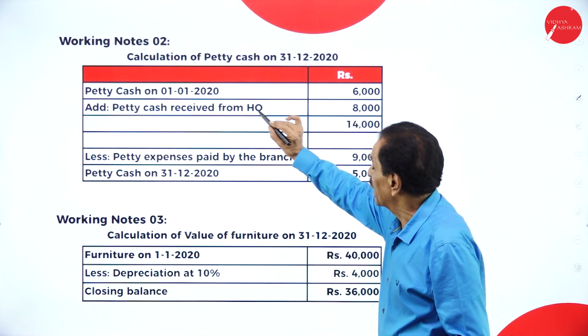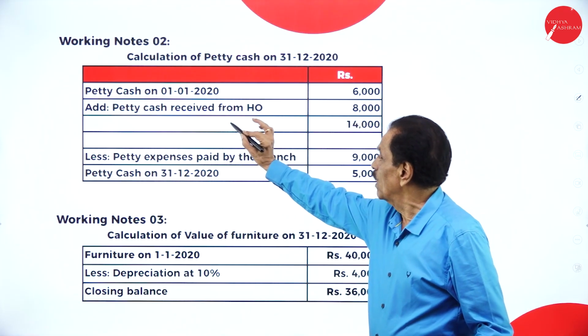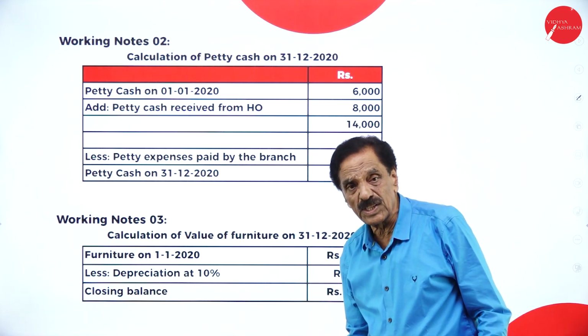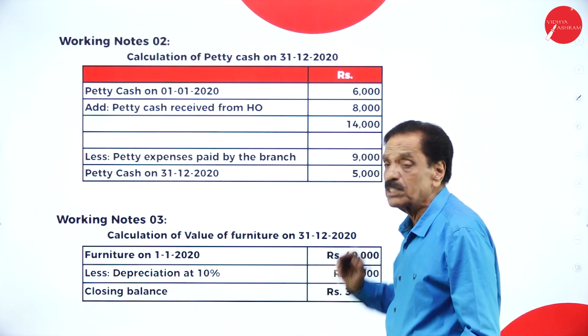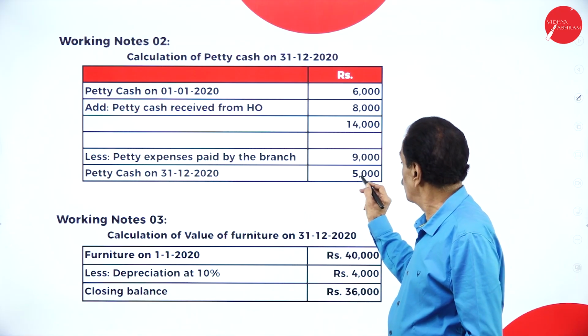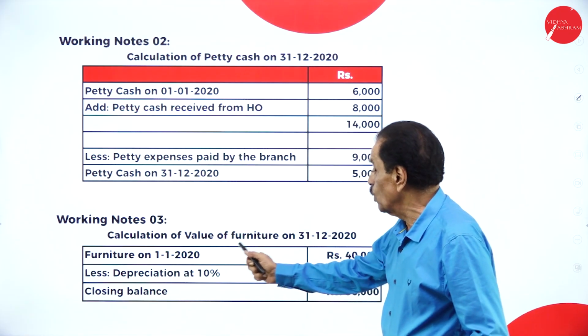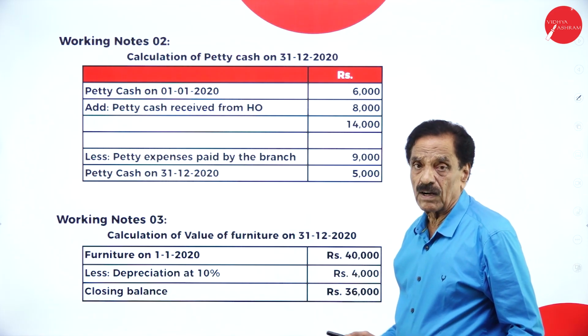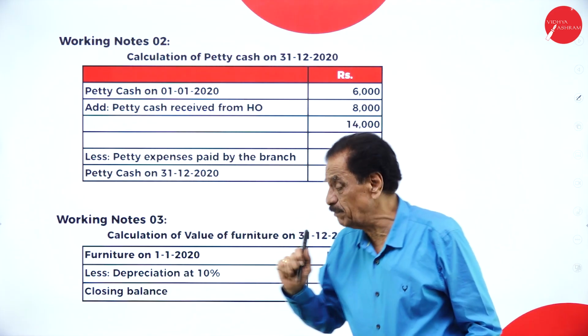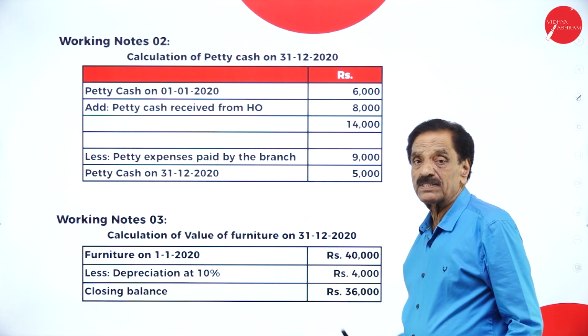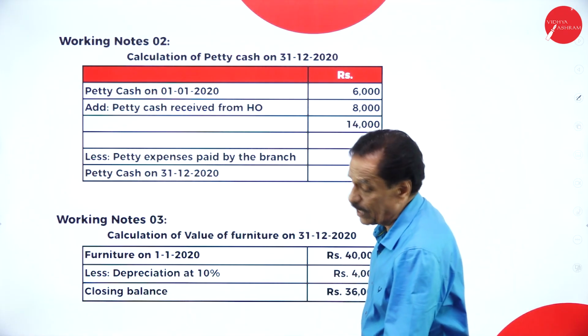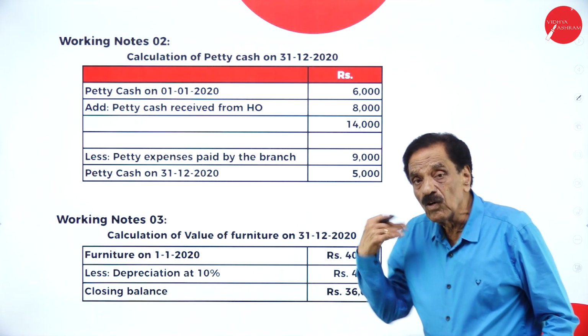How is it? At the beginning, you have 6,000. You received 8,000. Totally 14,000. You spent 9,000. Left over is 5,000. Come back to furniture. What is the opening value of furniture? 40,000. Depreciated at 10%, that is 4,000. Balance sheet value at the end is 36,000. So now we'll go with the problem.